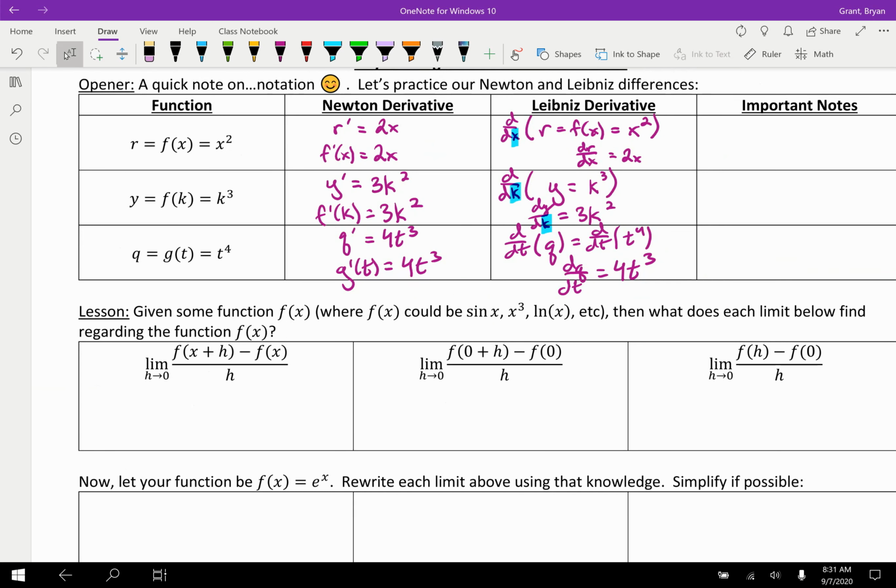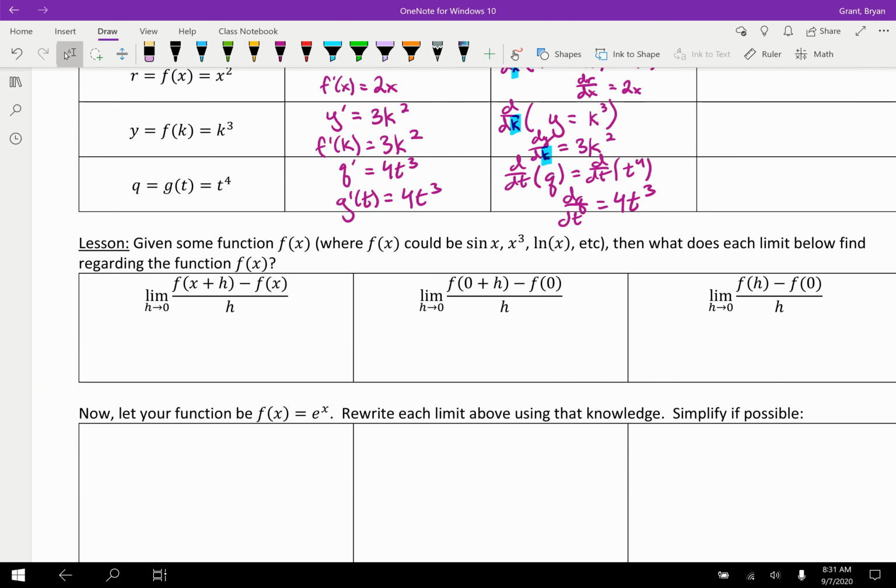Okay, let's see here. What's our lesson? Given some function f of x, where that could be any function, then what does each limit below find regarding that function? Well, let's see here. I think this first one is our first definition of the derivative. It's our limit definition of the derivative. So this is going to find the derivative function, and our derivative function would be f prime of x.